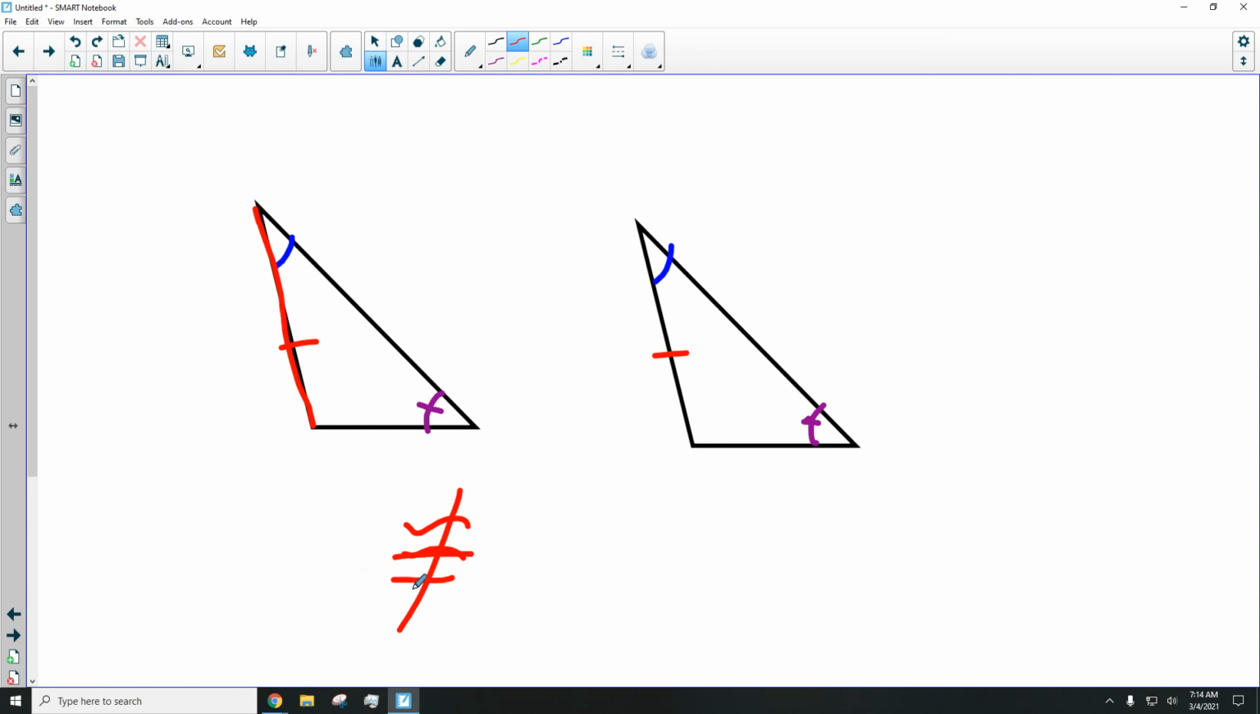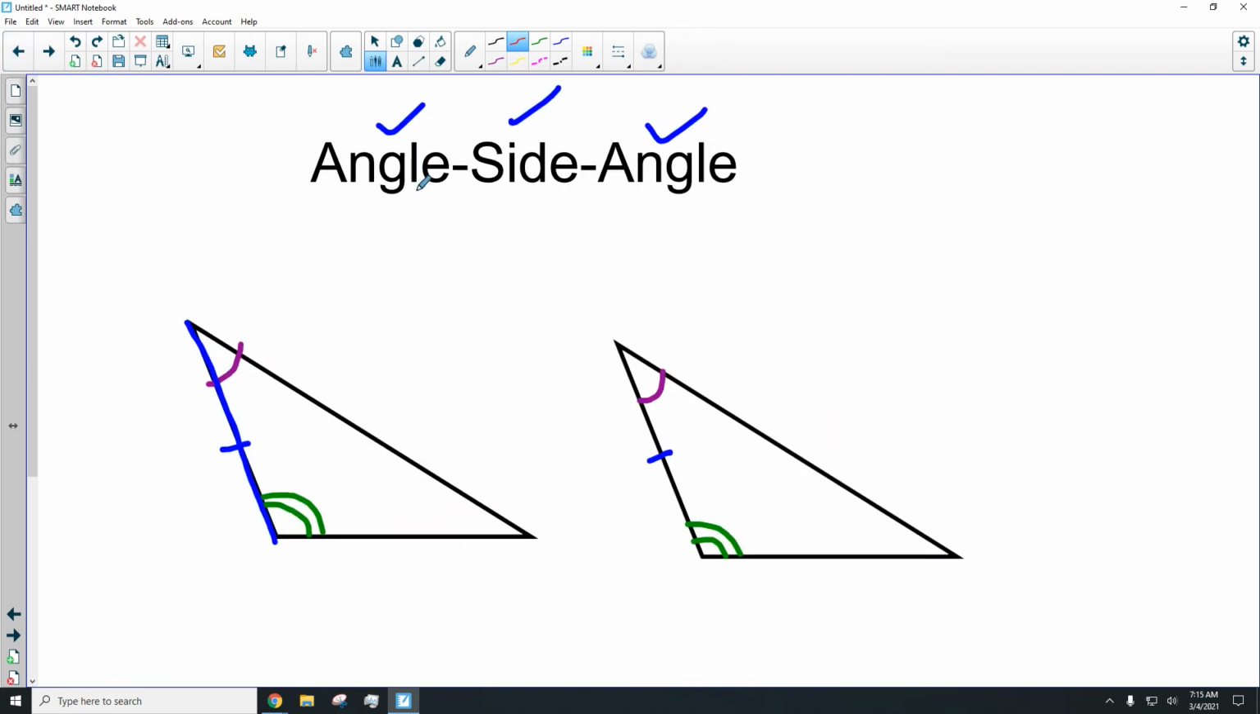Well, I drew that wrong, but. So in order for it to be congruent by angle side angle, you have to have two congruent angles and the included side, or the side in between them, also be congruent. Now, if you have any questions, please let me know.